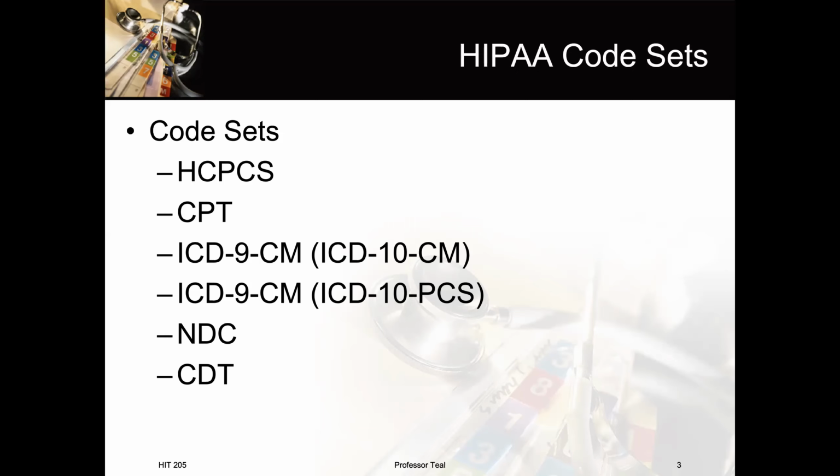The National Drug Codes, or NDC, is a code set that identifies the vendor or the manufacturer, product, and package size of all drugs and biologics recognized by the FDA. And then CDT is the code on dental procedures and nomenclature, and that's the code set for dental services. It is maintained and distributed by the American Dental Association. So all of these are the HIPAA approved code sets.